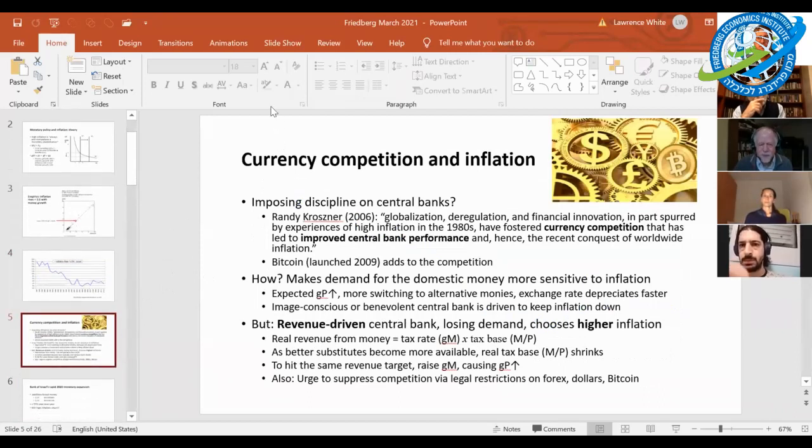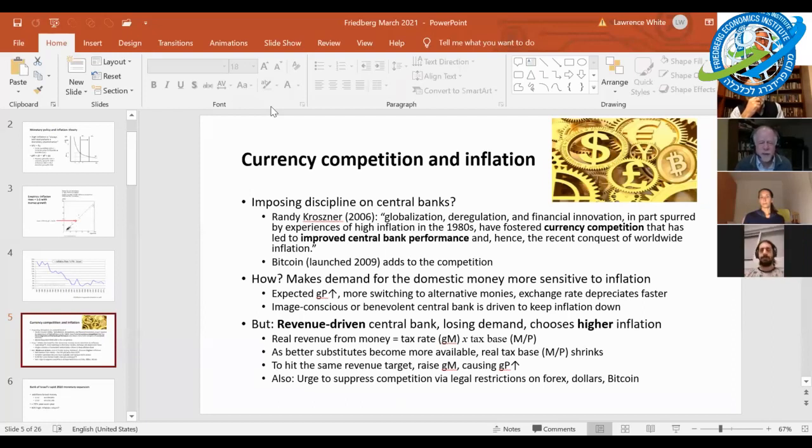But there's possibly a role that currency competition played in this process. Randy Krosner, who was a member of the Federal Reserve Board of Governors between 2006 and 2010, I believe, had a paper in which he said, look, what's been happening to improve central bank performance is the pressure of competition. So the spread of information technology, deregulation of financial markets, the ability to move money more cheaply has led to improved central bank performance. So more competition among fiat monies.